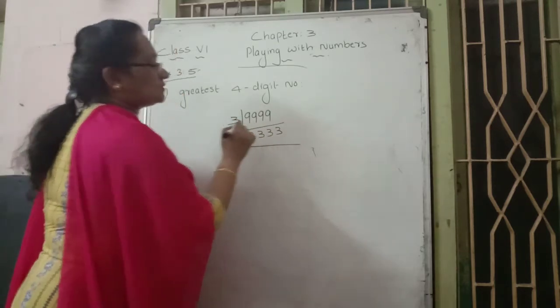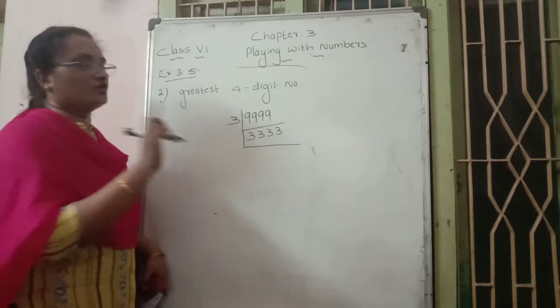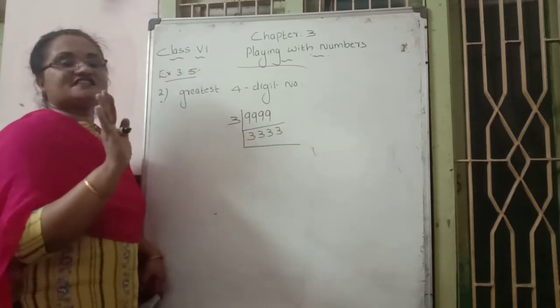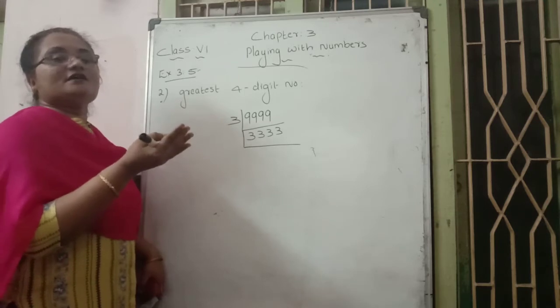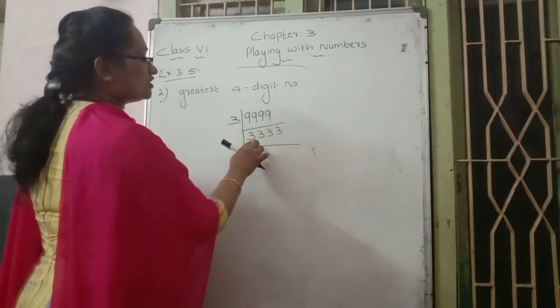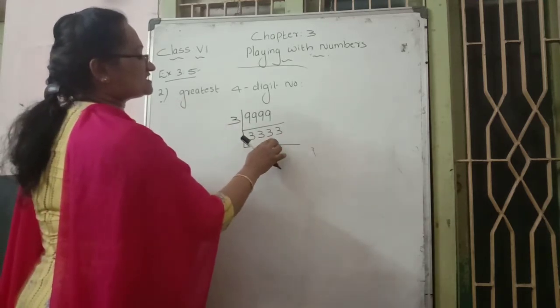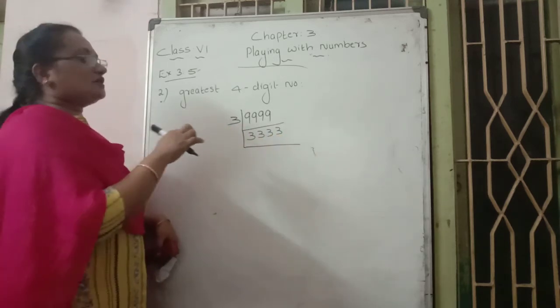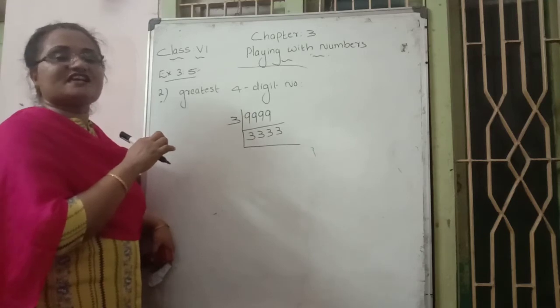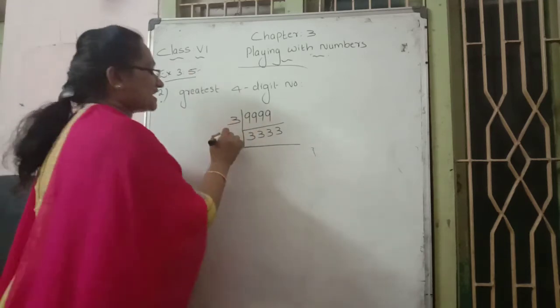Again check, is it possible to divide it by 2? No, the units place is 3. Next, which prime number? Prime number 3. Is it possible or not? Checking: 3 plus 3 is 6, 6 plus 3 is 9, 9 plus 3 comes to 12. So 12 is a multiple of 3. That's why we can continue with the prime number 3.